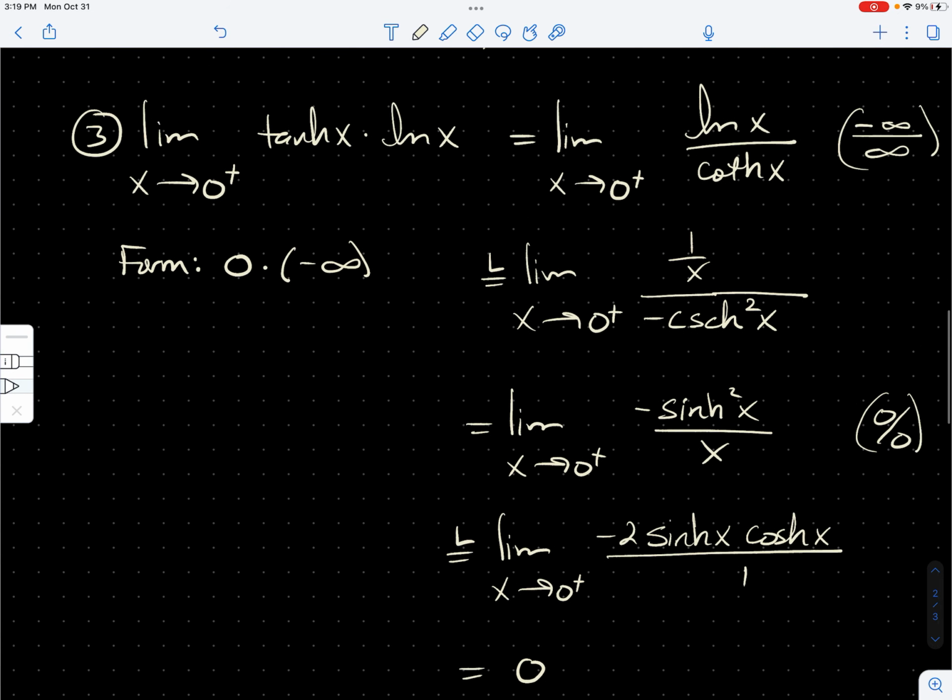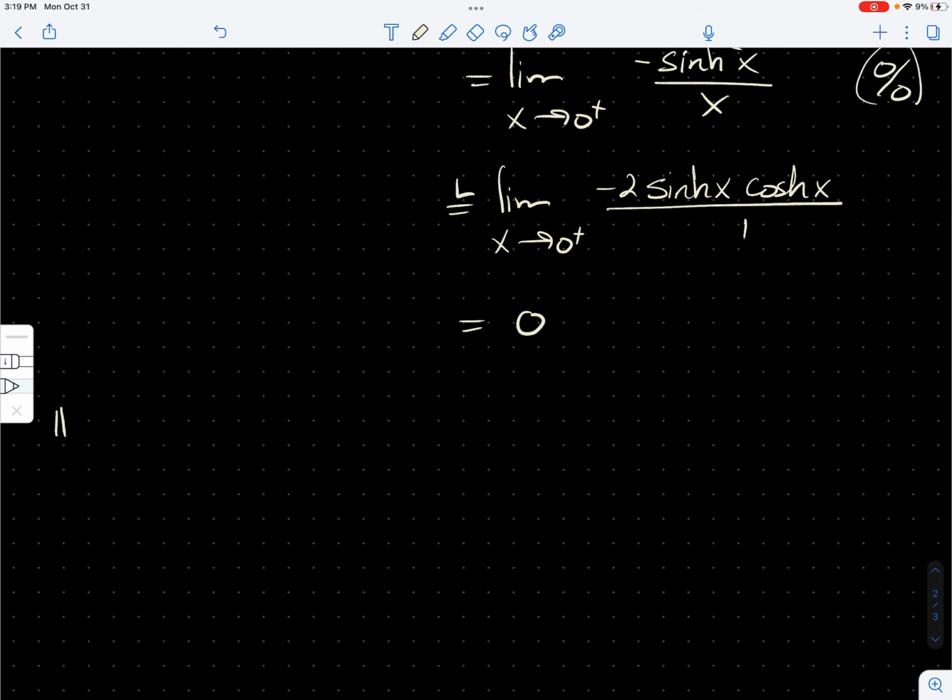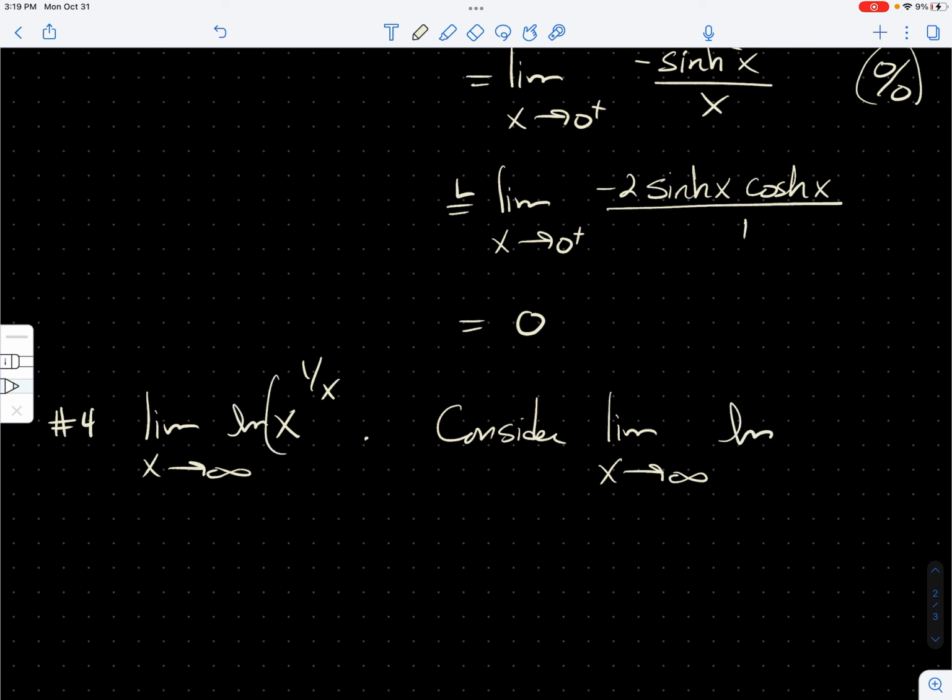So that's number 3. Number 4, the last one on this quick review, I wanted us to look at the limit as x goes to infinity of x to the 1 over x. I feel like we may have seen this one as a homework problem. I don't remember, but we'll do it again here. The point is I see variables in the base and in the exponent, so I'm going to consider the limit as x goes to infinity of the natural log of this whole thing, pulling the 1 over x down. So I'm going to get 1 over x times natural log of x.